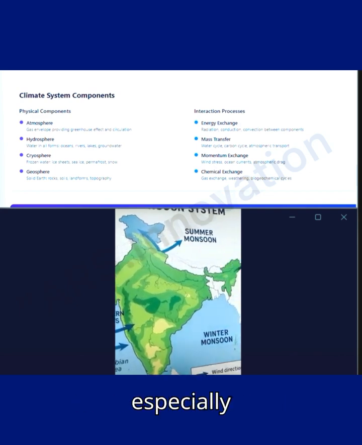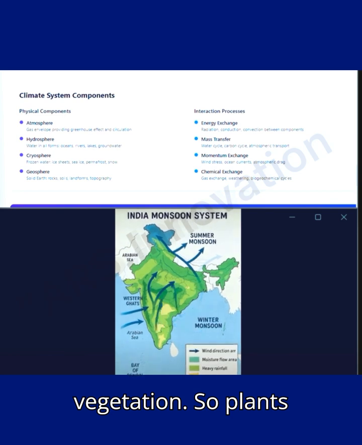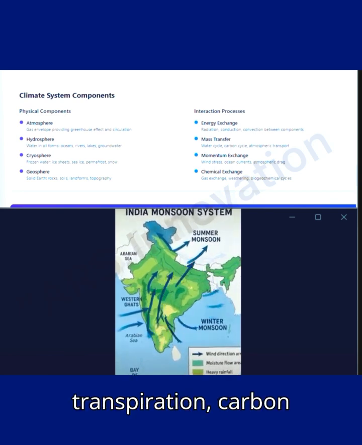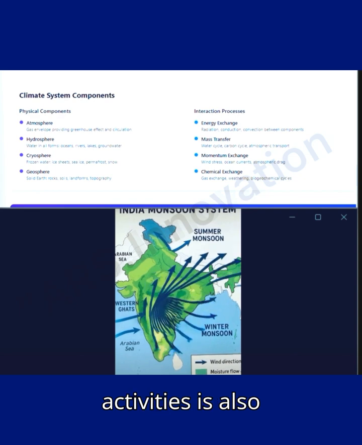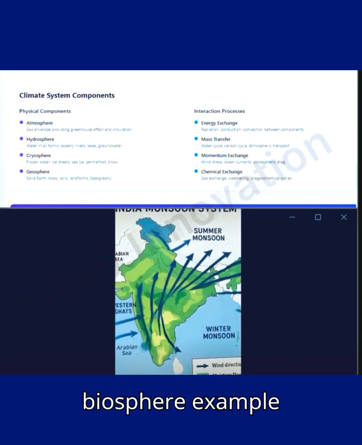Biosphere. We will also meanwhile learn here about the biosphere. It is nothing but all living organisms, especially vegetation. Plants affect climate through transpiration, carbon storage, and albedo change.